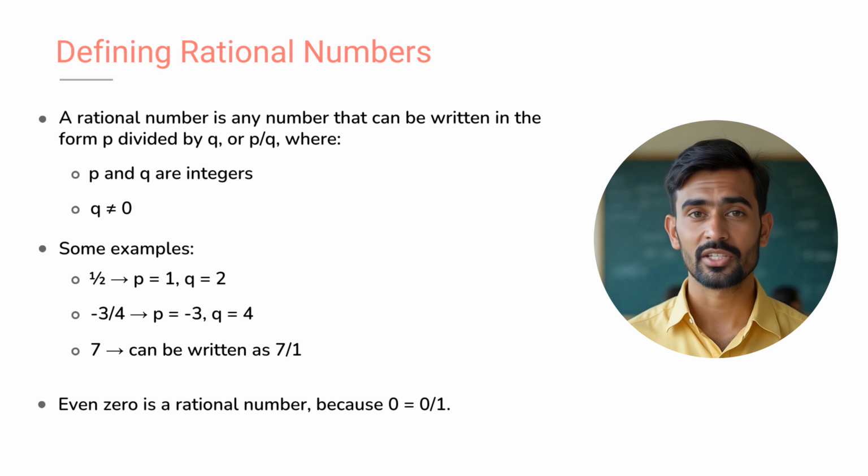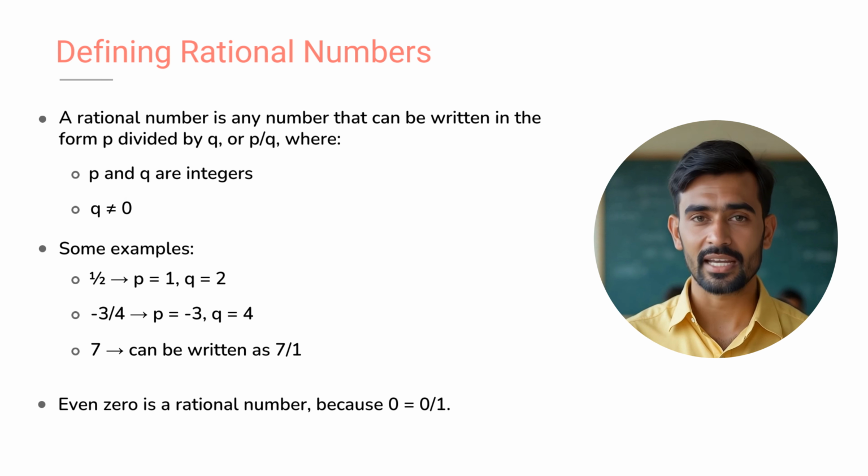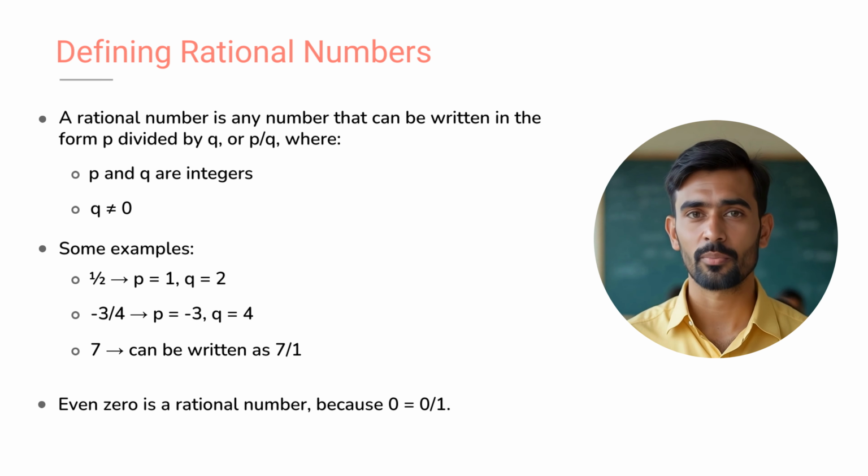So what is a rational number exactly? A rational number is any number that can be written in the form p divided by q, where p and q are integers and q is not equal to 0.